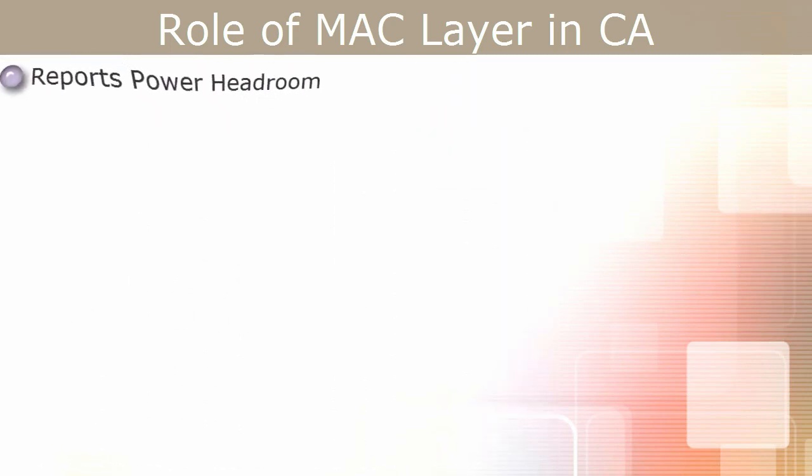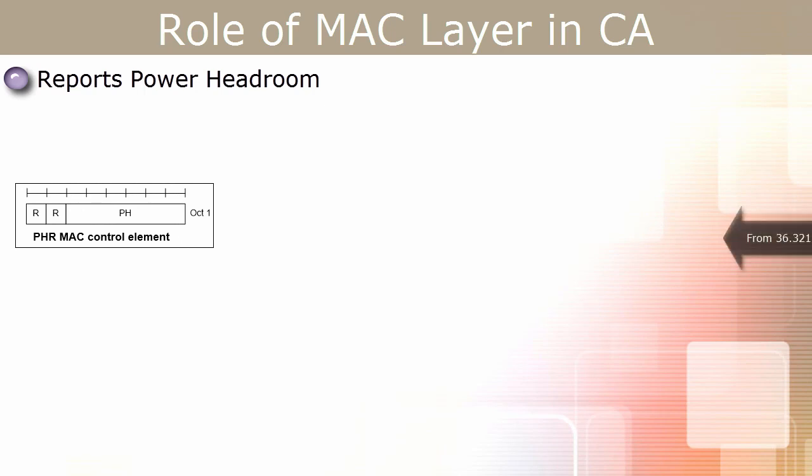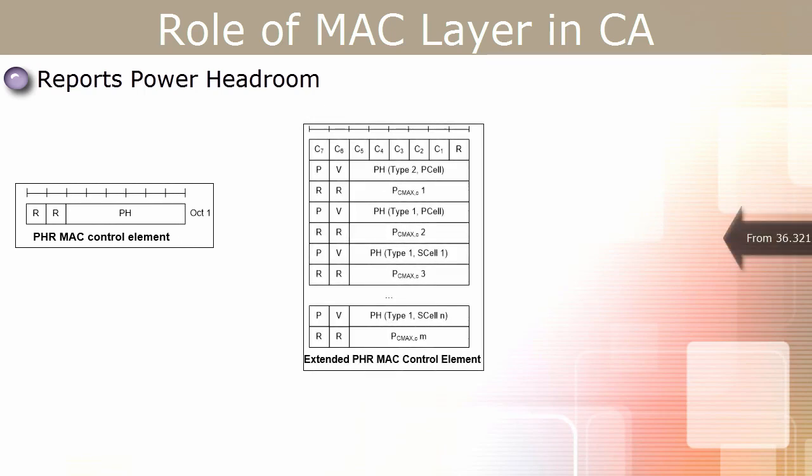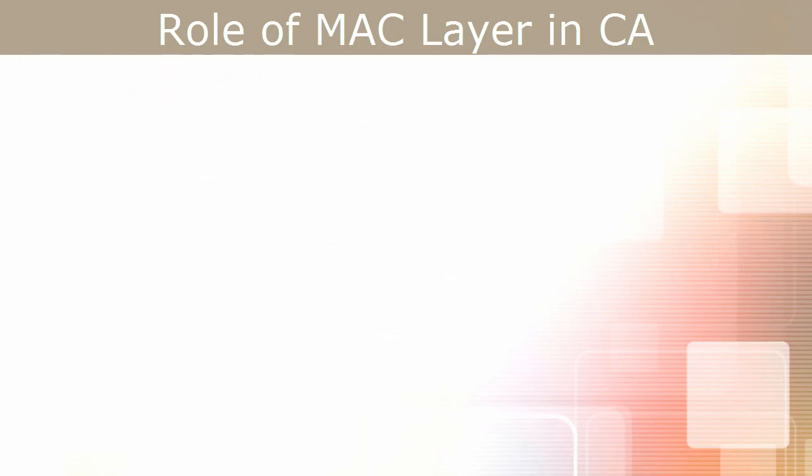PHR is used by UE to tell the difference between current transmission power level and maximum possible transmission power level. MAC layer has to do this reporting for secondary cell as soon as it is activated. This is release 8 PHR MAC control element without CA. This is updated PHR MAC control element with CA. You can see PHR MAC control element has been updated to accommodate PH information about secondary cell.